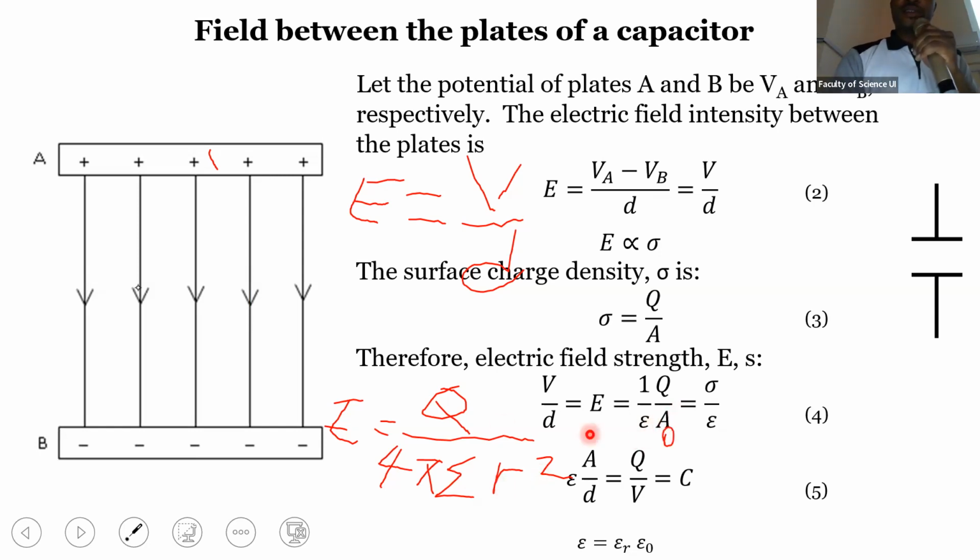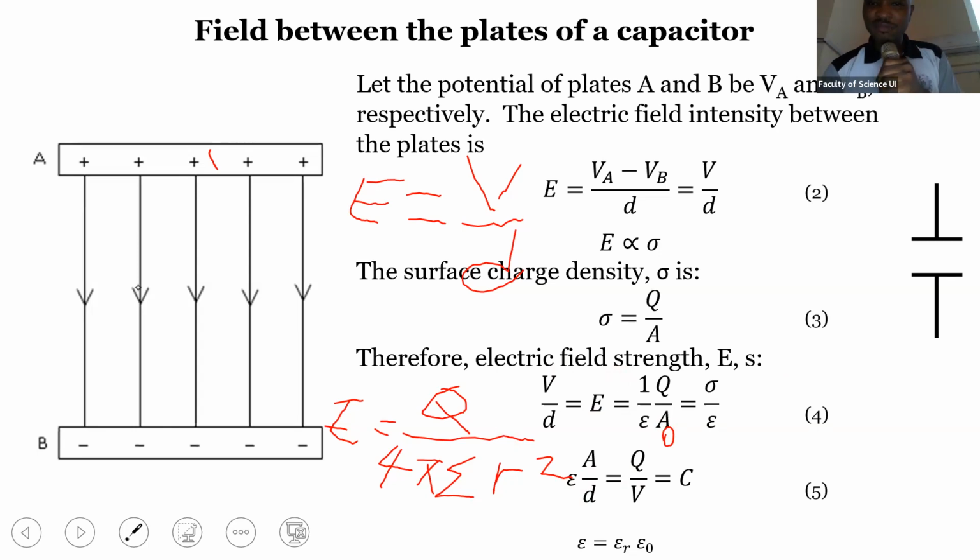Then doing that, E will reduce to Q over epsilon A. And in this case, we have replaced epsilon naught with epsilon because it is not compulsory that in between the plates, we are having free space. It can be any dielectric. So the permittivity of that dielectric is why we have put epsilon, to be more general. So I think that's the only strange thing we should have there.